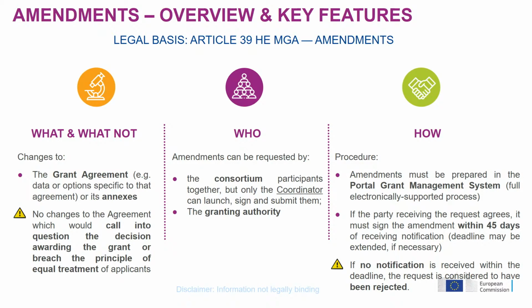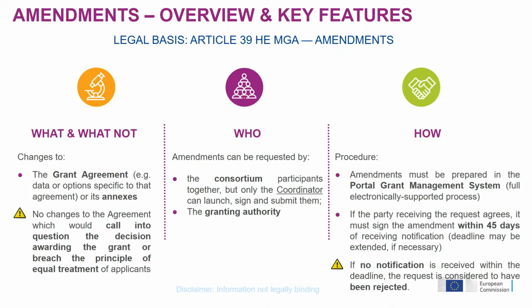Another legal limitation that restricts the amendments that you can make is that you cannot make an amendment that would breach the principle of equal treatment between beneficiaries. That's also a reason why we cannot make changes to the general terms and conditions in the grant agreement. Otherwise, the beneficiaries would have different general terms and conditions and would not be treated equally.